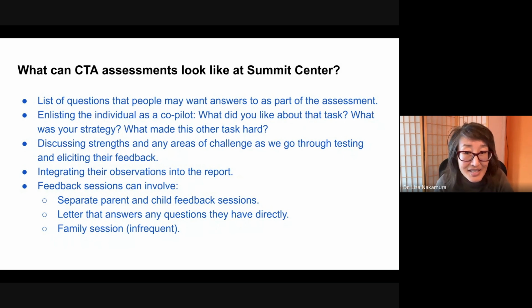So that's really important. It's important to just hear their thoughts and enlist them. Feedback sessions can also be therapeutic.